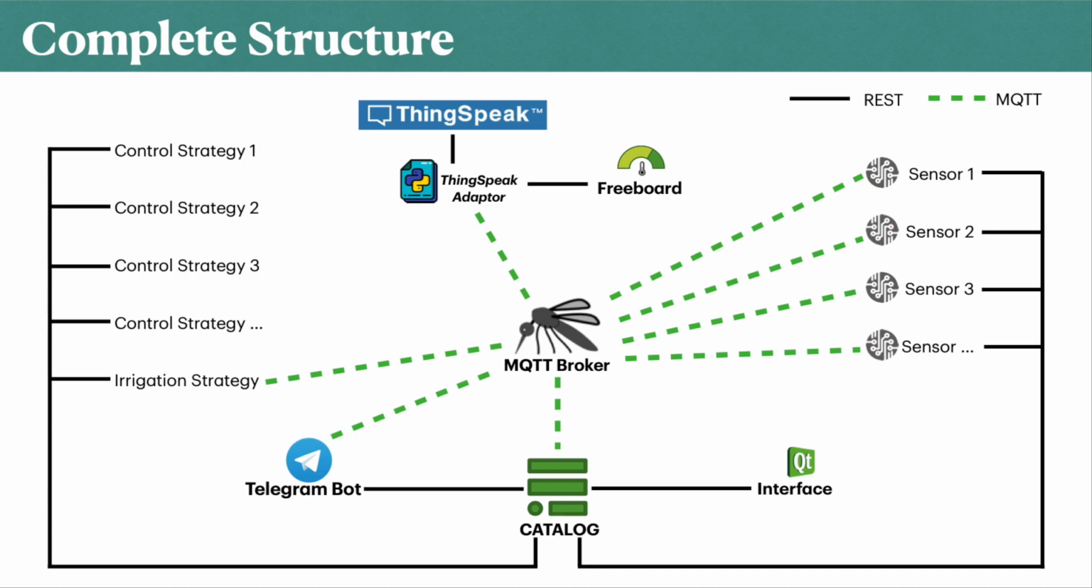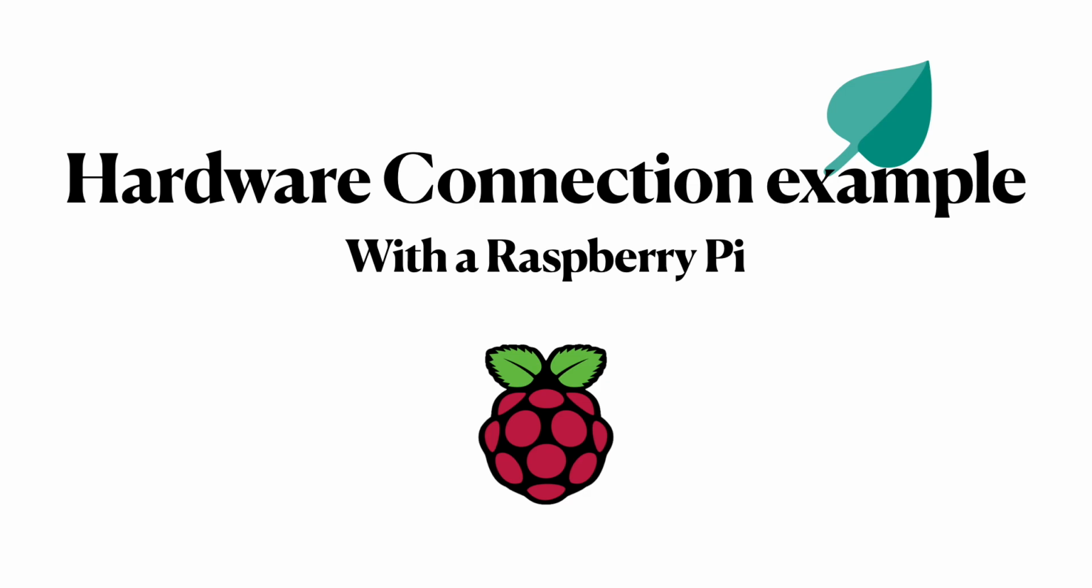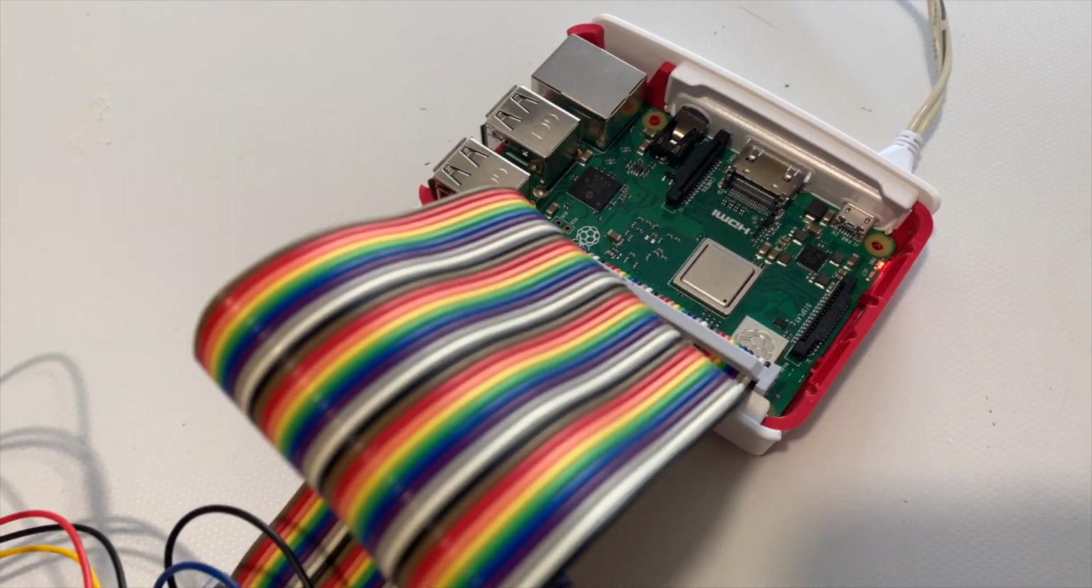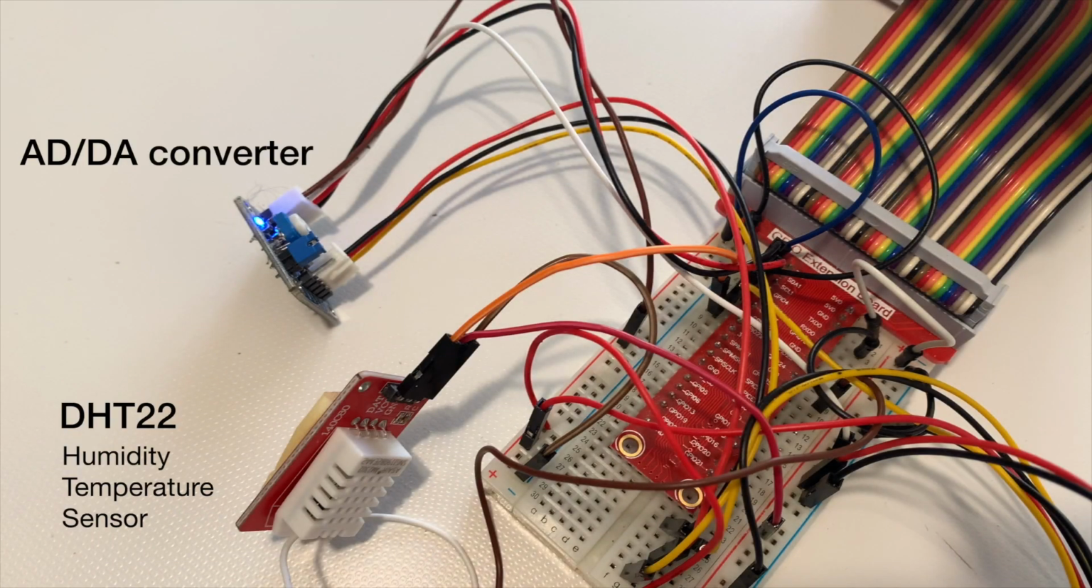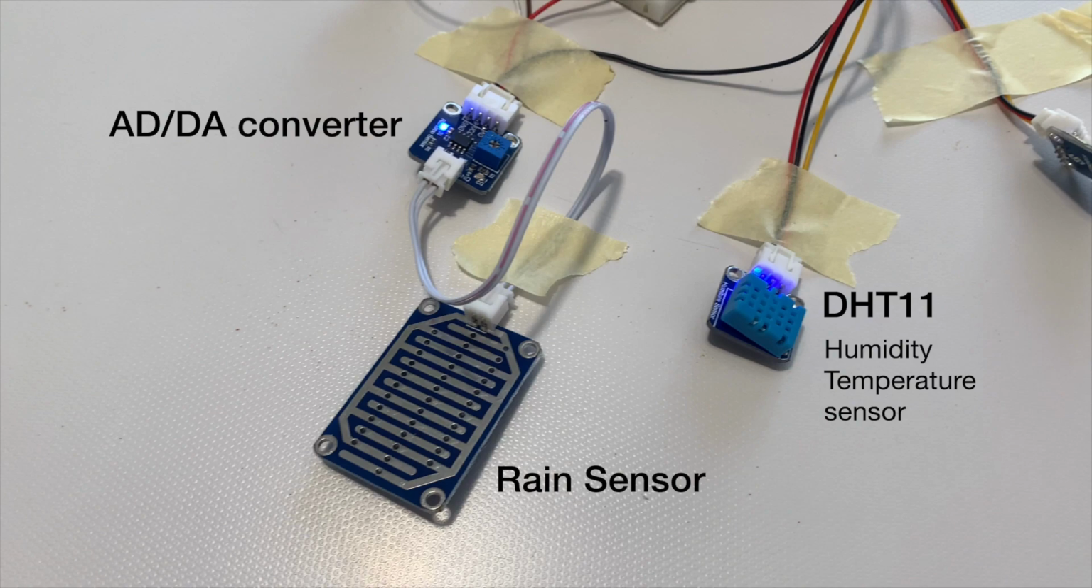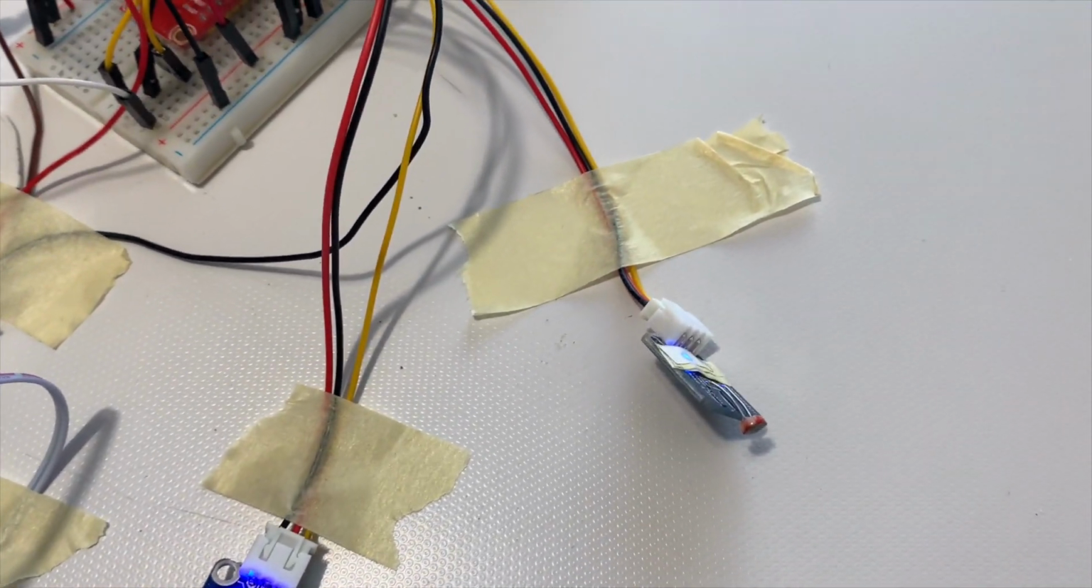All these scripts that we see here in the complete structure are independent and so can run on different devices which communicate via REST and MQTT. In a possible scenario, all sensor scripts which need a GPIO interface can run on a Raspberry Pi. Here we show a few sensors connected to the interface and then connected to the Raspberry Pi. All those scripts which are not used to collect data from the sensors can be run on normal computers.